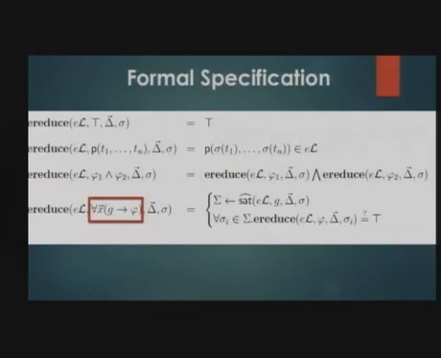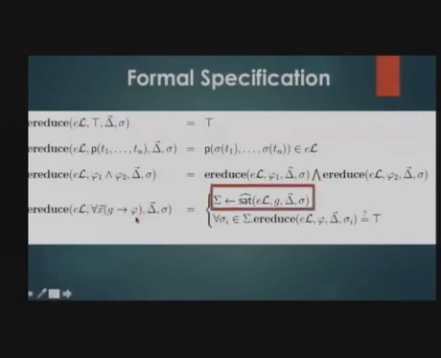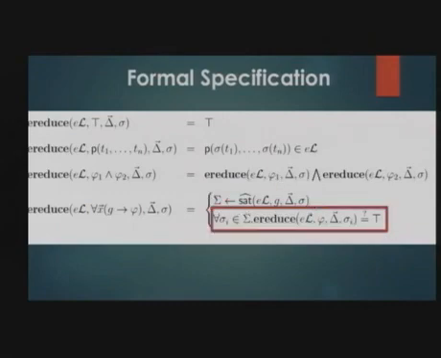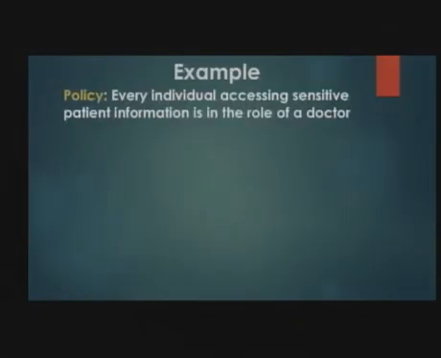So this says, for all x that satisfies G, it also satisfies phi. The first step is to find all substitutions for x that satisfy G. Then you plug them into phi and see whether phi is satisfied. So now let's look at an example.